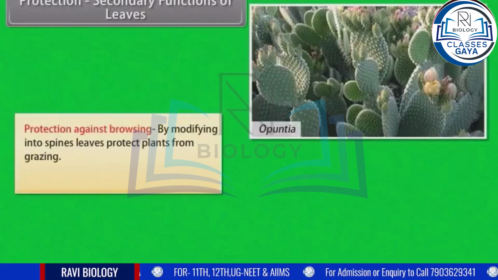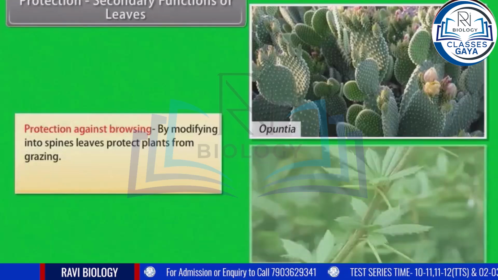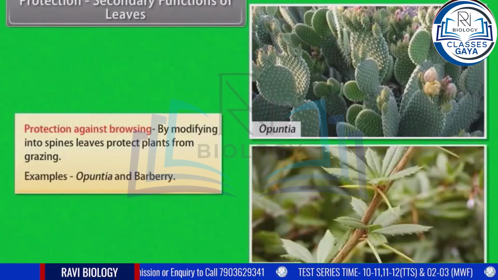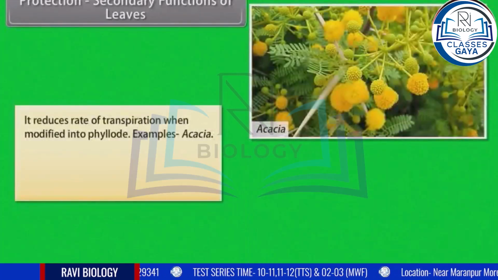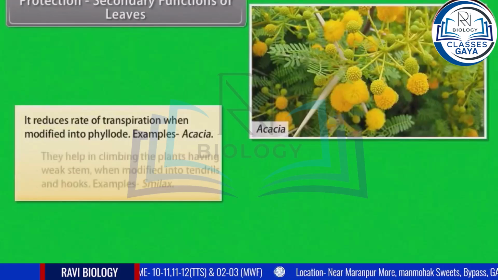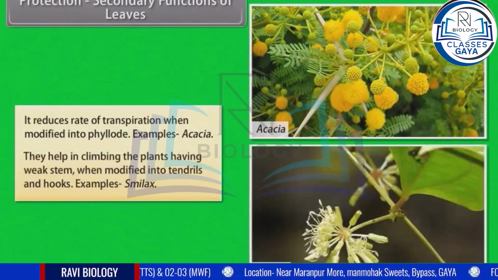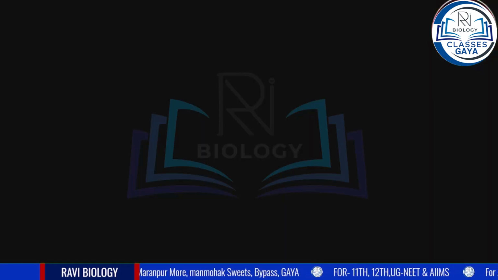Protection against browsing. By modifying into spines, leaves protect plants from grazing. Examples: Opuntia and Barberry. It reduces rate of transpiration when modified into phyllodes. Examples: Acacia. They help in climbing the plants having weak stem when modified into tendrils and hooks. Examples: Smilax.